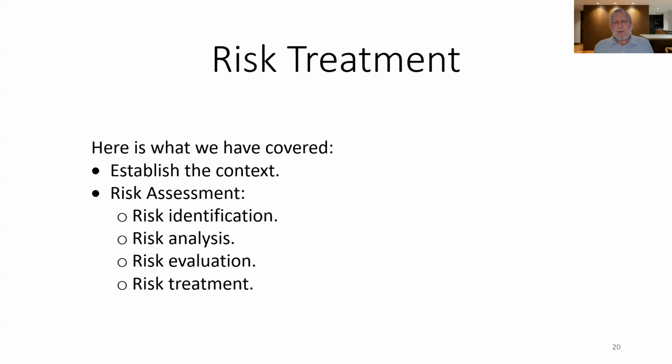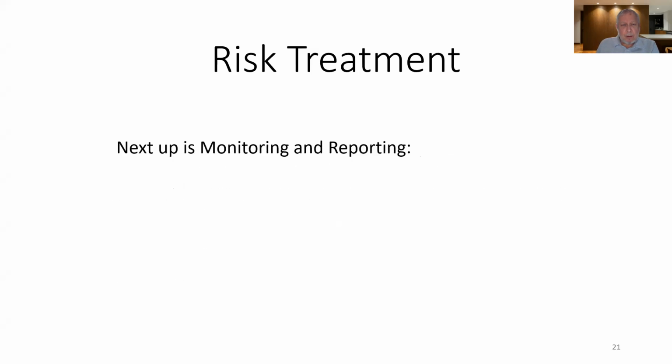All right, here's what we covered. At the very beginning, we established the context of what we're going to do. We did risk assessment, and part of that is risk identification. And as we found out, that is the most important part, because if you don't identify the risk, you really can't do anything about it. And then we're going to analyze that risk and then evaluate it. And then the last we just talked about is how we're going to treat it. Next up is monitoring and reporting.